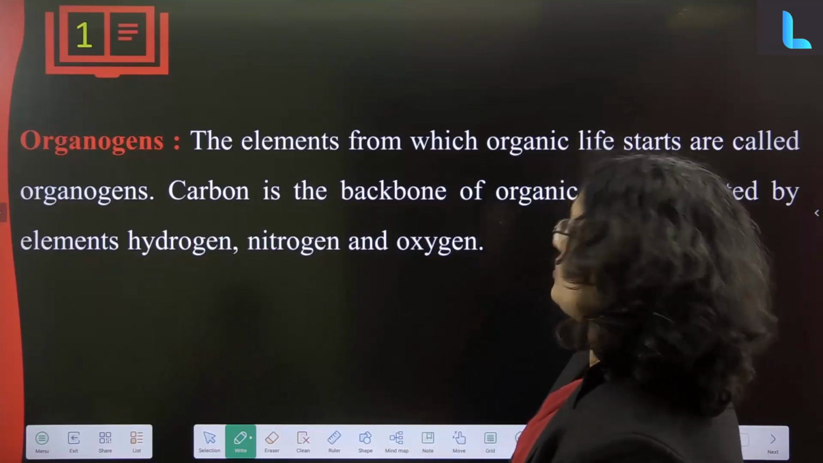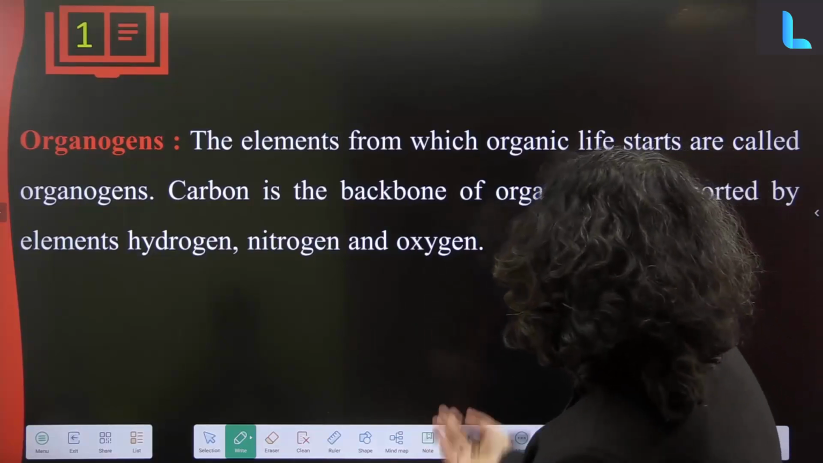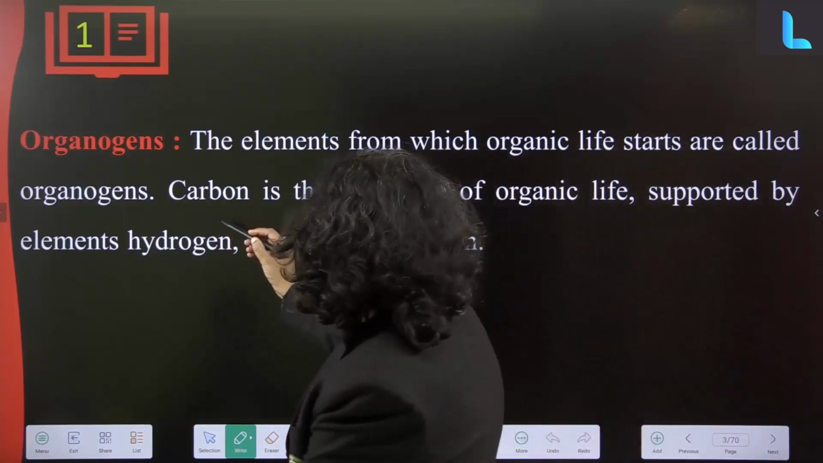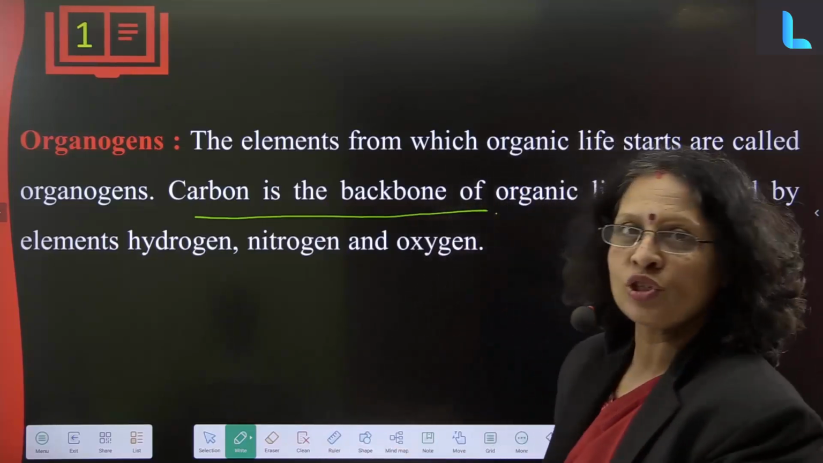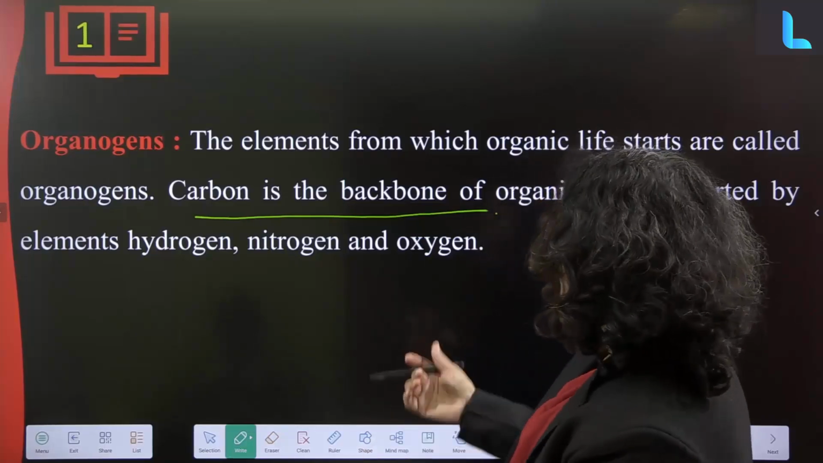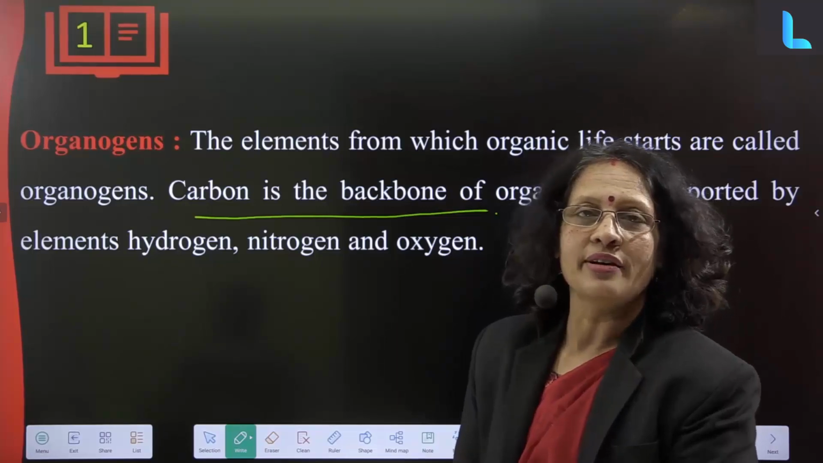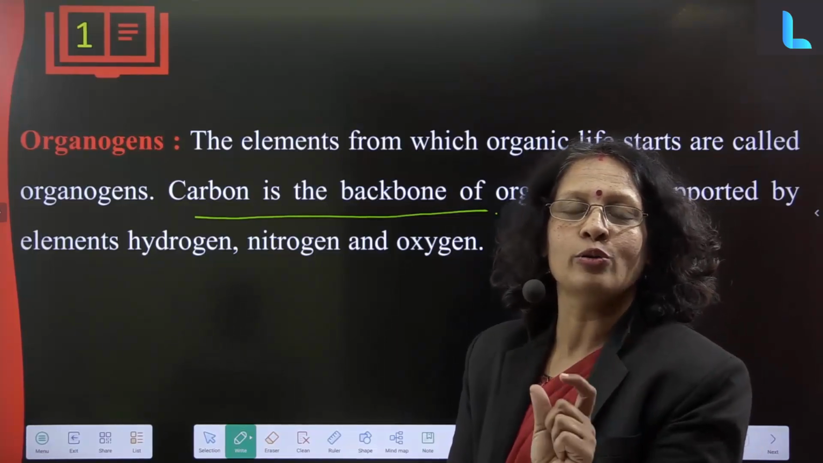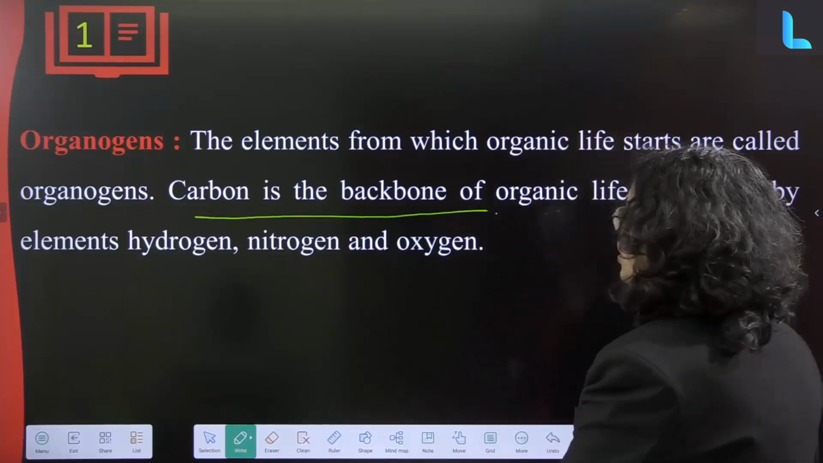What are organogens? The elements from which organic life starts are called organogens. Carbon is the backbone of all organic compounds, supported by elements like hydrogen. When it combines with carbon and hydrogen, it is called hydrocarbons. Then nitrogen, oxygen. Like we say carbohydrates, which have carbon, hydrogen, oxygen. Everything is present like this, so they are all called organogens.